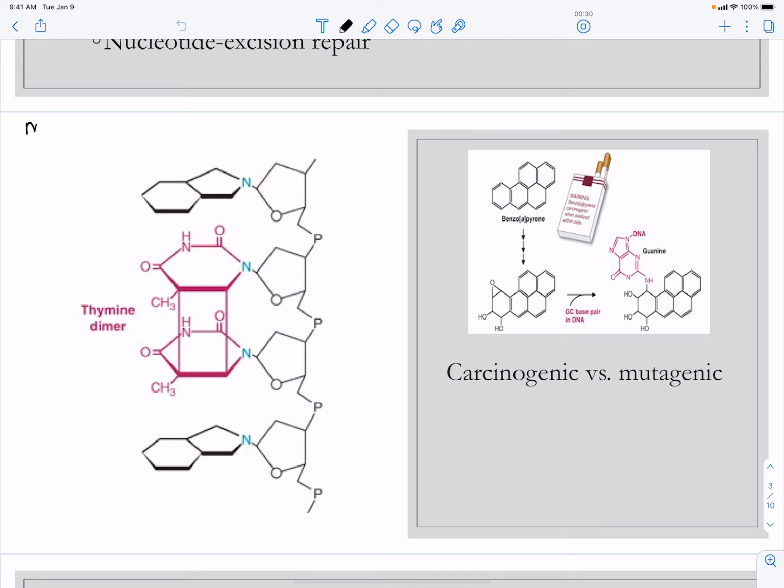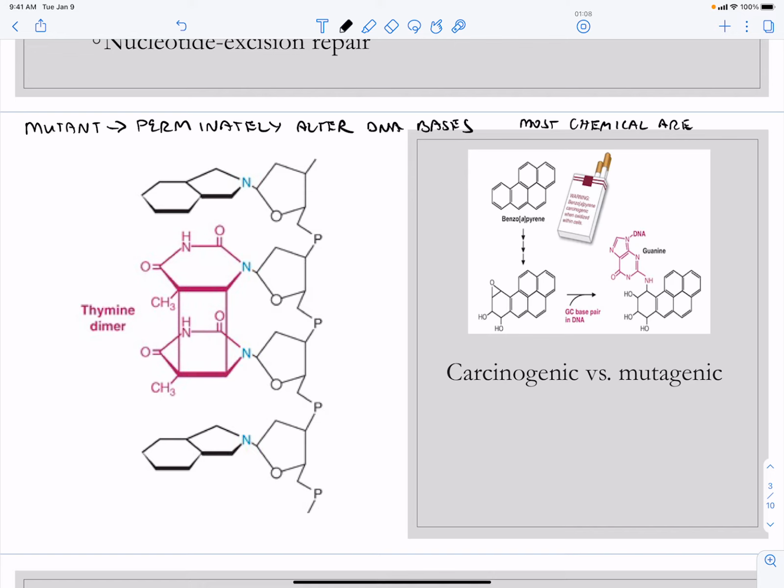So a mutant is going to permanently alter the DNA bases. And it's important to understand that most chemicals are not mutagenic. Your DNA is very, very well hidden, it's very well protected, and so it's only a few chemicals that are actually going to be mutagenic.